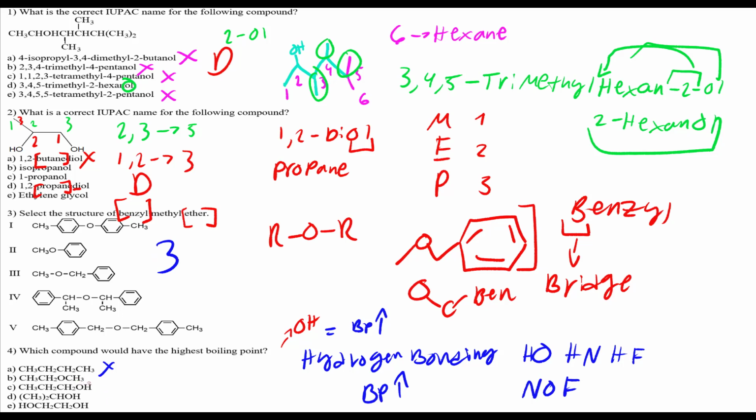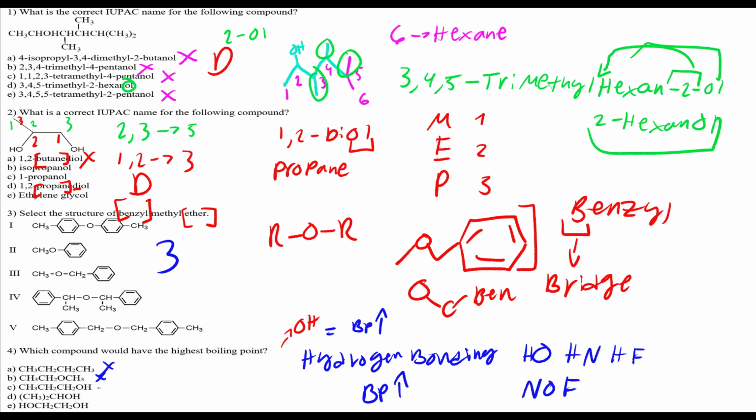What about B? Well, B is polar, but it doesn't have any hydrogen bonding. It's technically an ether, right? So we have CH3, CH2, an oxygen, and then CH3. So that's an ether. It's polar, but it's not the best. Why? Well, this oxygen is by itself. It doesn't have a hydrogen. So it's not going to have that much of a boiling point. So this is wrong as well.